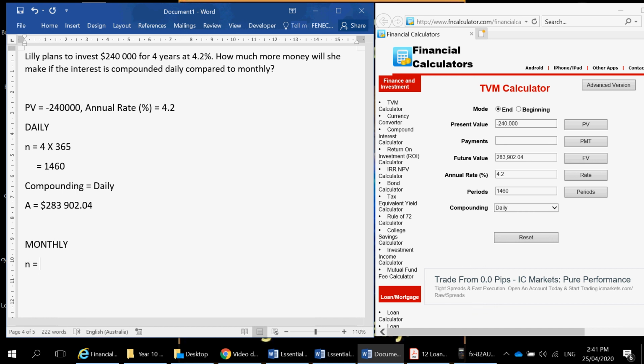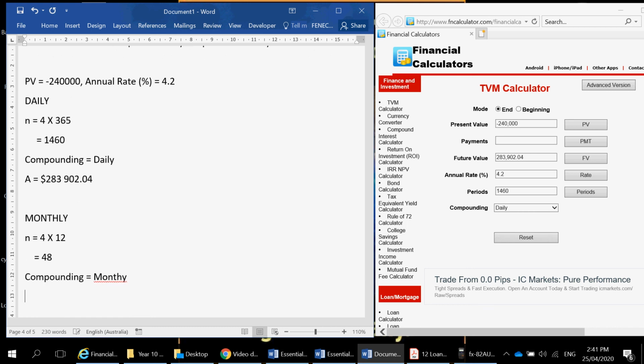Monthly, we need to again think of how many time periods. There's 12 time periods in a year, but it's 4 years. So 4 years, 12 months per year, N will be 48. We've got to make sure that we set the compounding to be monthly in line with the question. So I'm going to change that to 48 and monthly, and we go future value. Whoa, I didn't click monthly right. That's better.